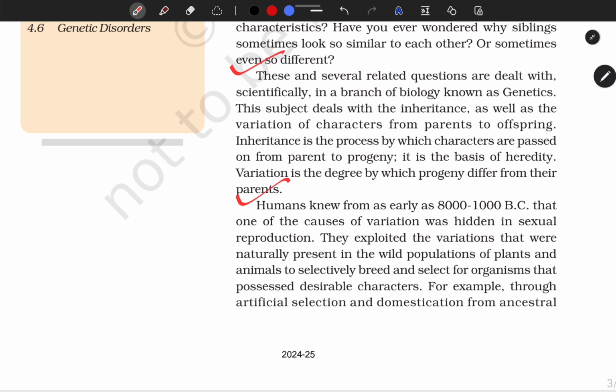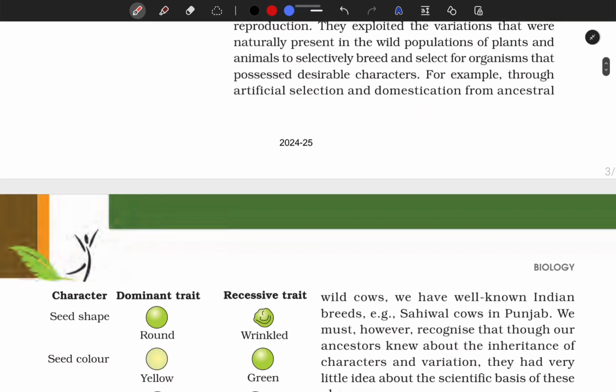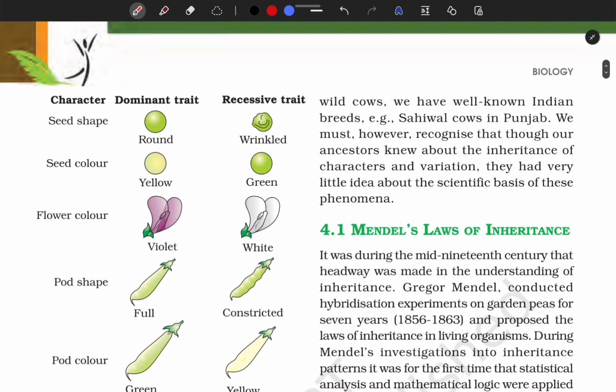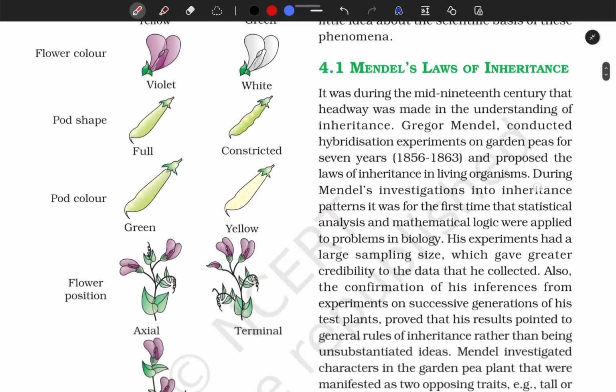Humans knew from as early as 8000 to 1000 BC that one of the causes of variation was hidden in sexual reproduction. They exploited the variations that were naturally present in the wild populations of plants and animals to selectively breed and select for organisms that possessed desirable characters. For example, through artificial selection and domestication from ancestral wild cows, we have well-known Indian breeds, for example, Sahiwal cows in Punjab. We must, however, recognize that our ancestors knew about the inheritance of characters and variation, but they had very little idea about the scientific basis of these phenomena.